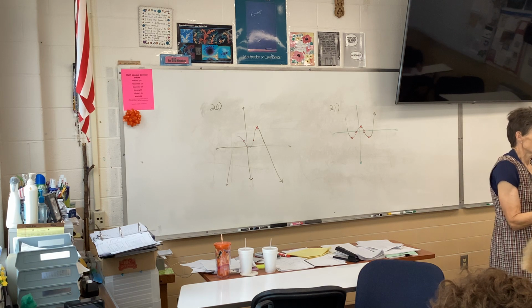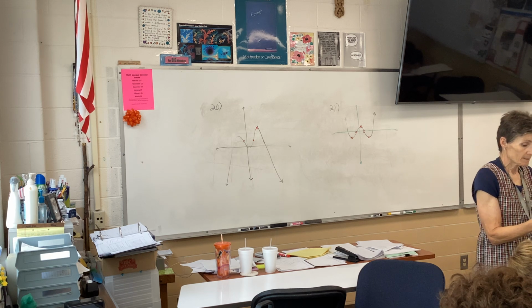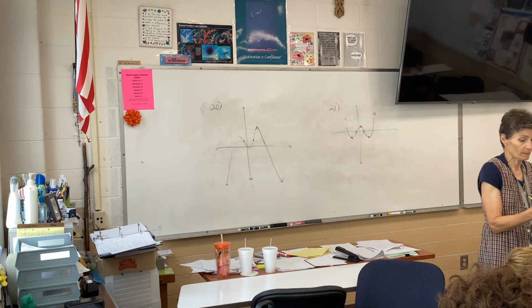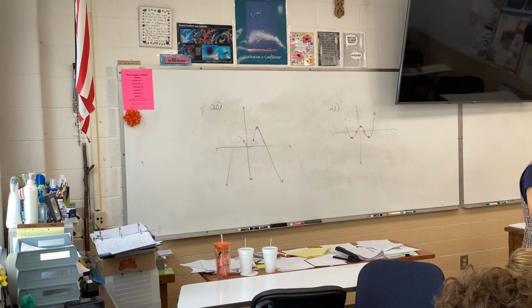What did you come up with for your zeros? 0 with a multiplicity 3, right off the bat, we got that one. And then I got -2, -5, and 4 with a multiplicity 2. Sound good? See some nods, awesome.